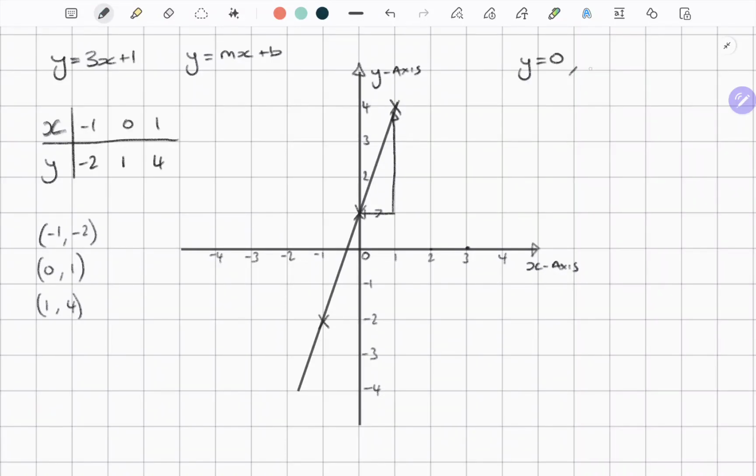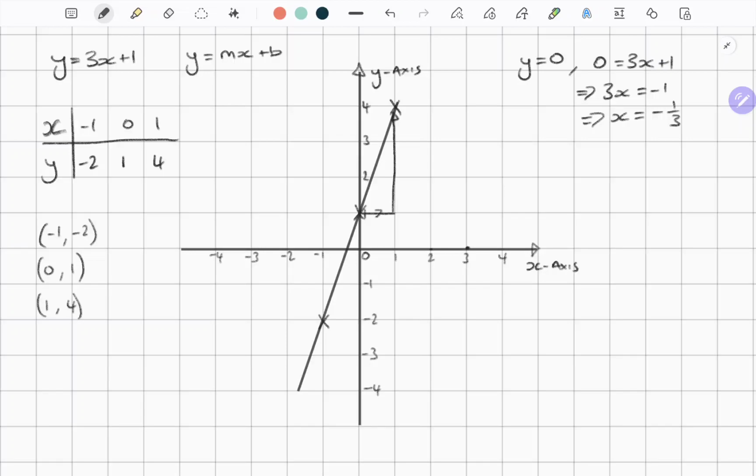If we wanted to find the x-intercept, we would have to make y equal to 0. So in this case, it would be 0 is equal to 3x plus 1, which gives us 3x equals -1, because we've put that 1 to the other side. And that would give us x is equal to -1/3.